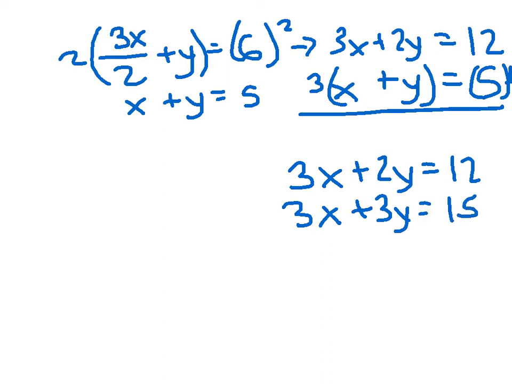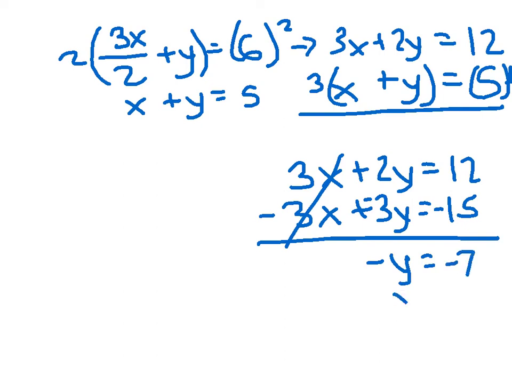And since these two terms are positive, I'm going to subtract the second equation, which turns everything to its opposite. That cancels out. I now have negative y equals negative 3, and y equals positive 3. And when you solve for x, you should get a solution of x equals 2.